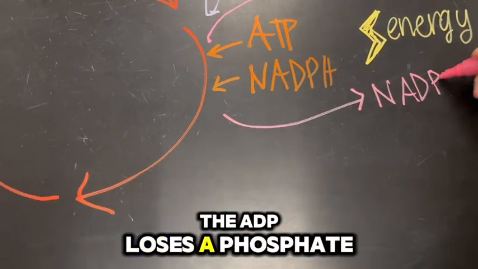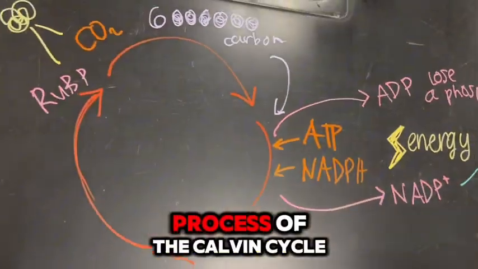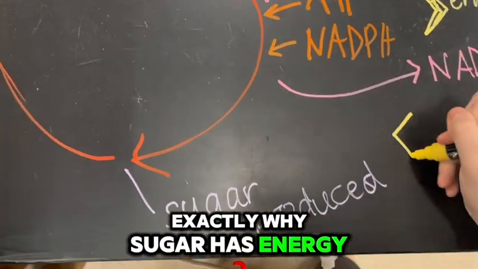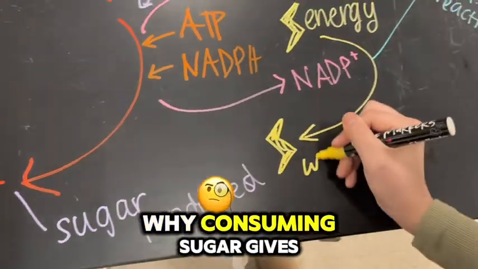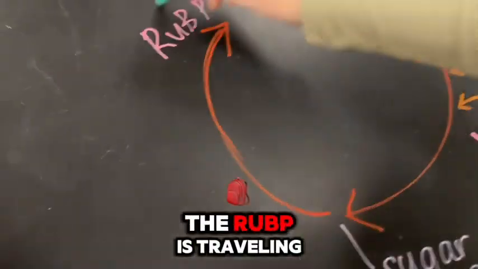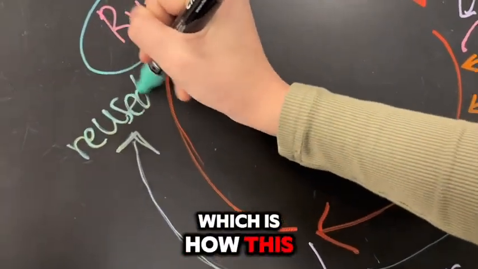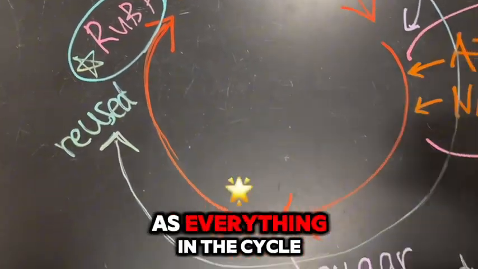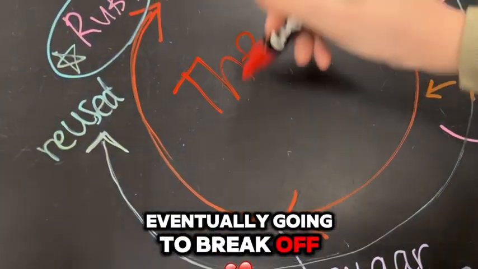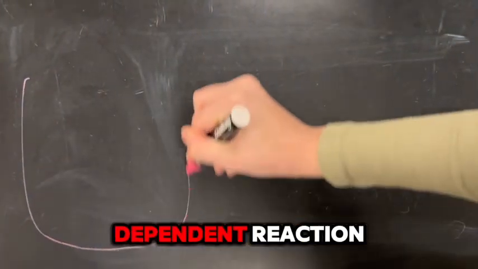The ADP loses a phosphate, and that goes to the light-dependent reaction. The process of the Calvin cycle gaining energy shows us exactly why sugar has energy, or in other words, why consuming sugar gives us energy. As all of this is happening, the RuBP is traveling all around the cycle and coming back to be reused, which is how this cycle can continue on forever. As everything in the cycle gets energized, sugar or glucose is eventually going to break off, which is how the Calvin cycle creates sugars.